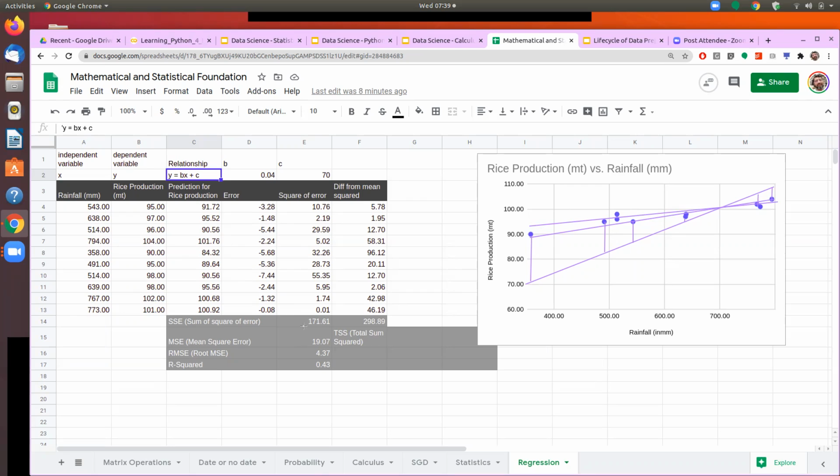Okay. So first we compute the SSE, or sum of square of error. Then we compute the MSE, which is called the mean square error. And then we take the square root, and that is called the RMSE. So RMSE is a very good measure of the accuracy of our prediction. So lower the RMSE, lower the deviation.